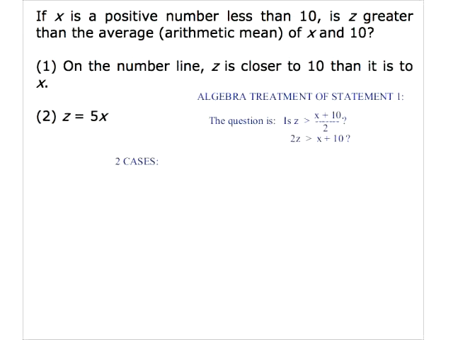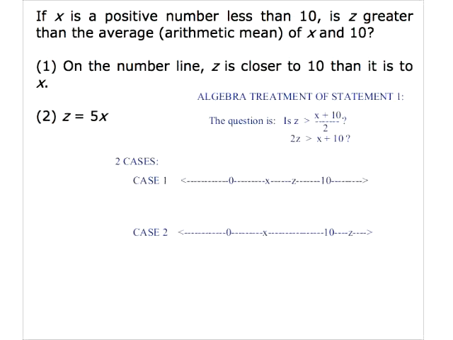Because there's two ways of being closer to 10 than X. One way is to be between X and 10, which is probably what most people are visualizing. But then you also have to consider this. You also have to consider the case where Z is closer to 10 on the other side, like that. This is another one of those non-diagram problems.